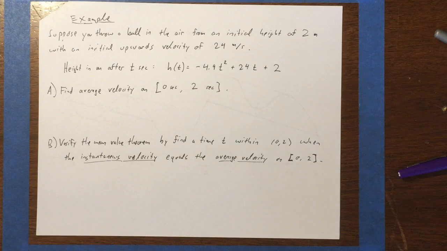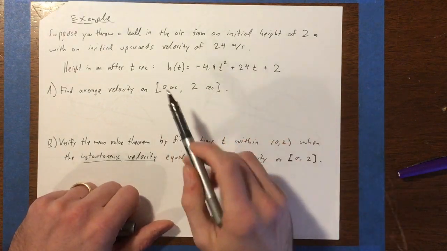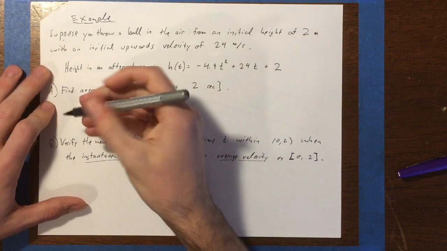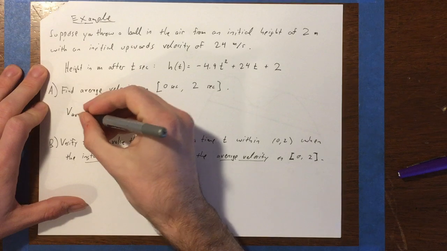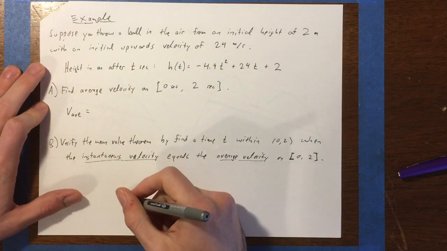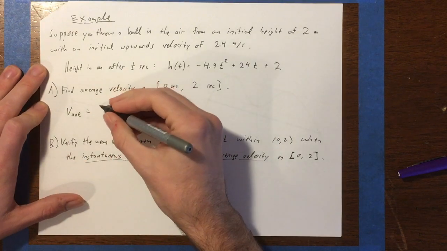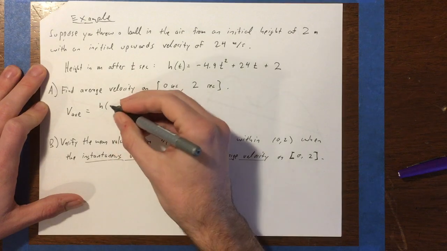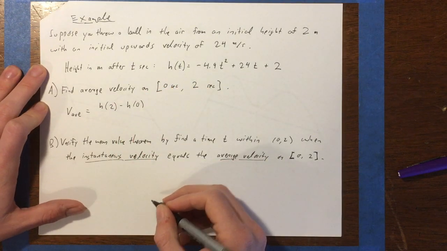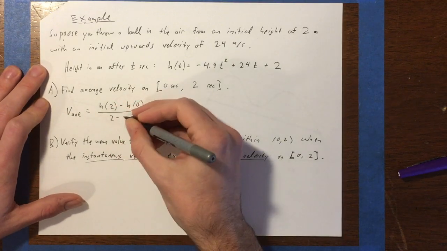So, first thing we want to do here is find an average velocity. We're going to take the interval from 0 seconds to 2 seconds. So the average velocity, I'll represent that as V ave, just an abbreviation for average. So this is V average. This is going to be our height at 2 seconds minus our height at 0 seconds. That's the change in overall height. We're going to divide that by the change in time. So that'd be 2 minus 0.